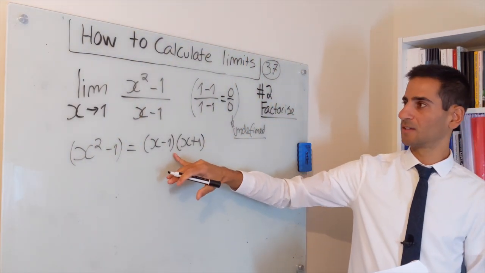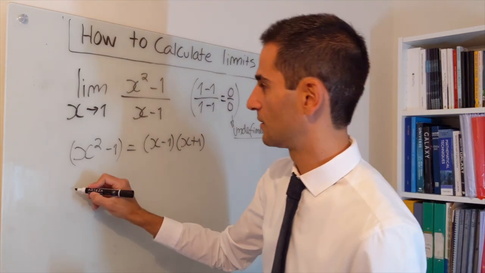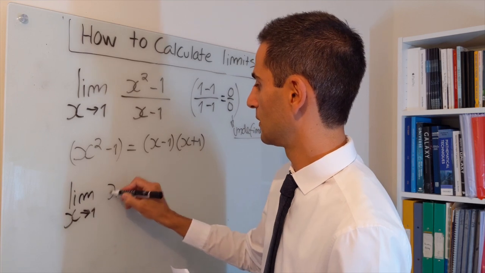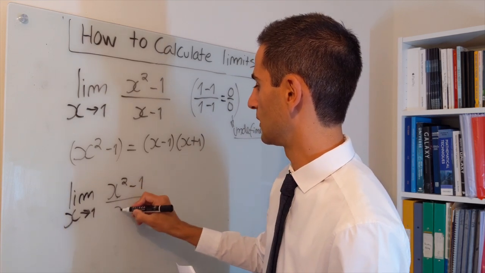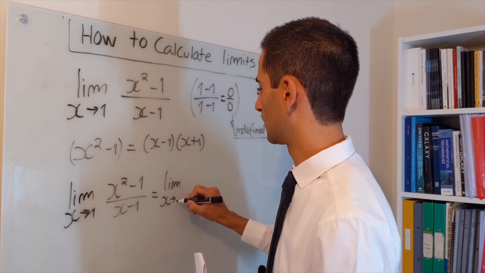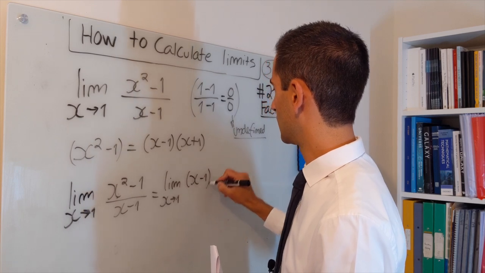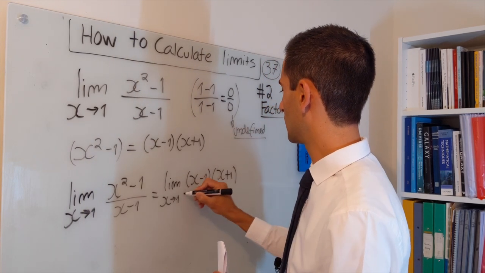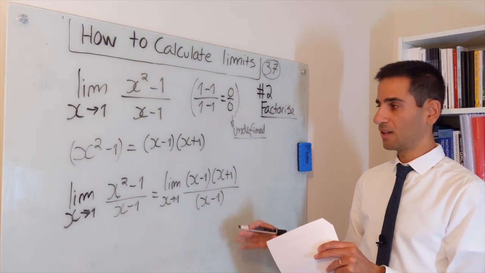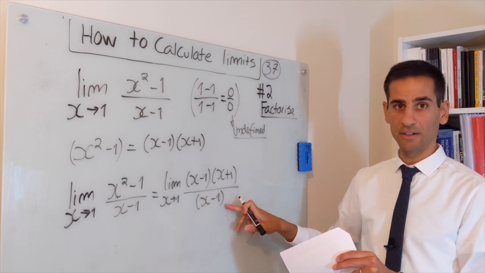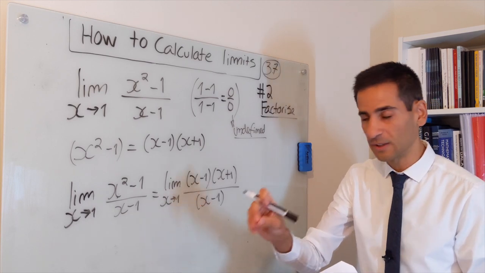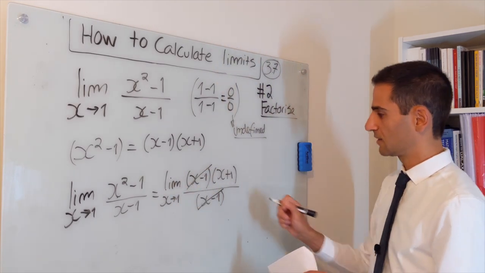And the reason why this is really helpful is because you can then write that the limit when x goes to 1 of x squared minus 1 over x minus 1 is the same as the limit when x goes to 1 of x minus 1 times x plus 1 divided by x minus 1. And the only case where this would be problematic is if the denominator equals 0. In this case, it doesn't equal 0 because it is a limit. It gets very close, but it doesn't. So it means that we can actually cancel this out.